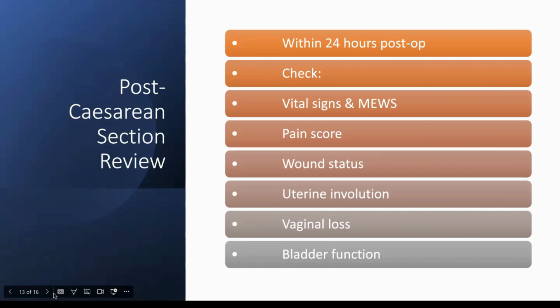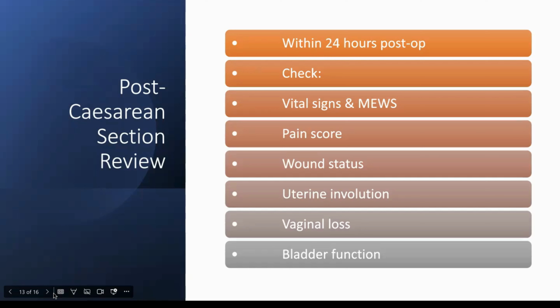And if they are not scoring for anything, then we can move to the next point, which is the pain score. Again, we don't expect women to be running around after a cesarean section. However, they should be encouraged to mobilize. After taking the catheter out, they usually get out to have a shower.